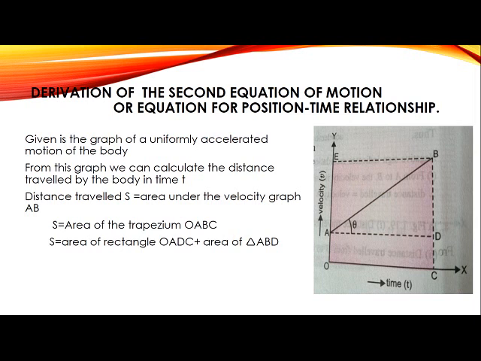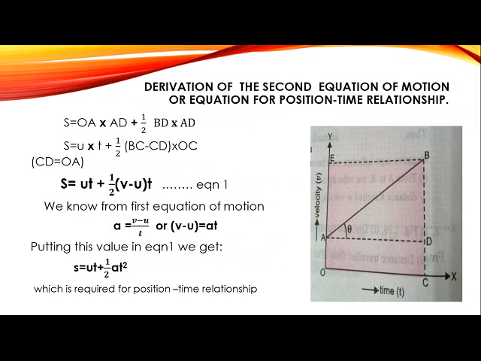Area of a rectangle is equal to length into breadth, and area of a triangle is equal to half into base into height. I hope you remember all these concepts of math that you have studied in your lower class. So OA is the length, and the breadth is OC, or you can also write it as OD. And the area of a triangle is half into base into height. The base we have taken is BD, and the height is AD.